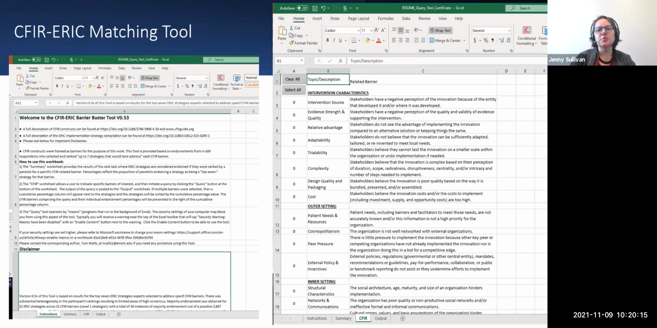So I downloaded a version recently and saw that the name seemed to be updated to CFIR-ERIC Barrier Buster Tools, version 0.53, which I liked. The tool has 4 tabs. The first is a summary of how to use it, which I have here. The second lists strategies, which I didn't present because there's 73 of them. The third, which I also have on the right-hand side on the slide, allows you to select a 1 if that CFIR construct was a barrier in your project. This is where you would click the query button and then the magic happens, and then a final tab populates with your results, which I'll show you an example of in a few moments.